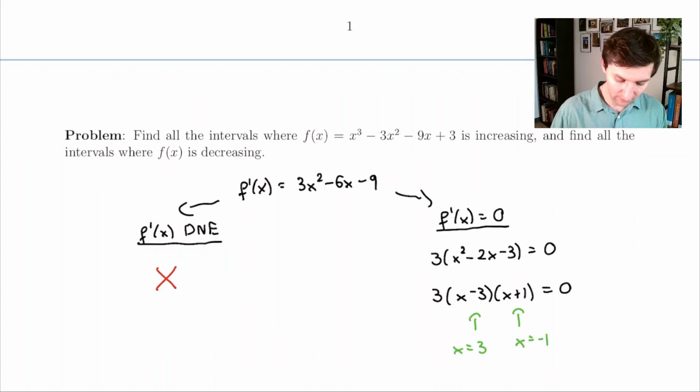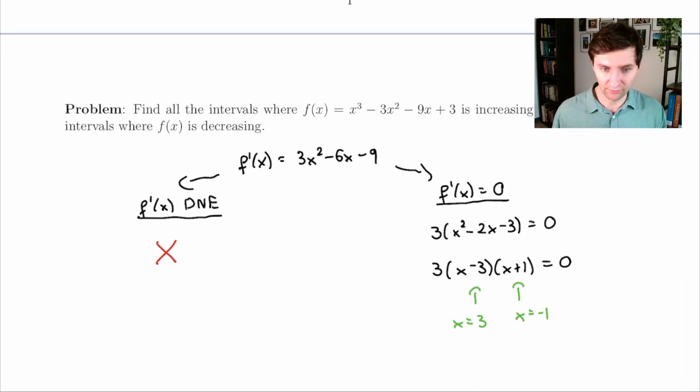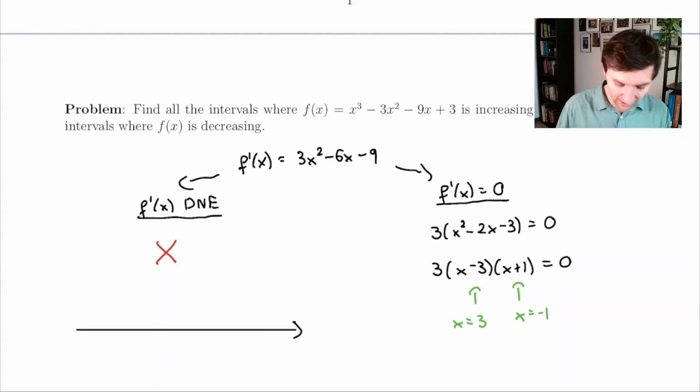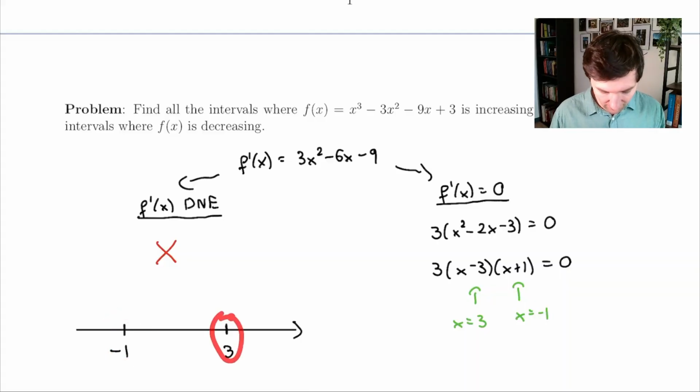To visualize these critical numbers, let me draw the x-axis and add those numbers onto the x-axis. I will have -1 on it and I will have 3 on it. I make sure to write the smaller number on the left and the larger number on the right.